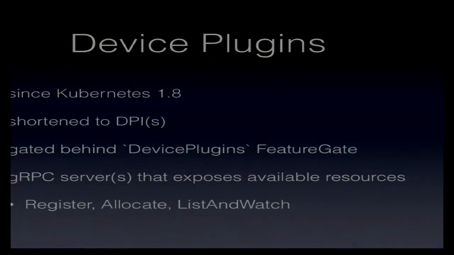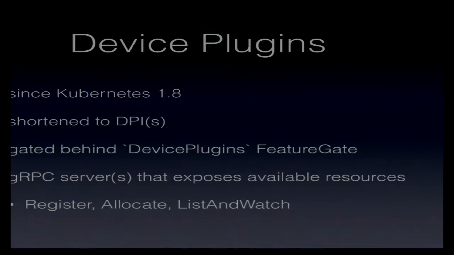There are three endpoints. One of them is register. First, when the device plugin boots up, you need to register yourself with the Kubernetes node agent, kubelet. So you do that via the register API, where you tell kubelet, oh, hello, I'm a device plugin. I track this resource. Just keep me in mind.